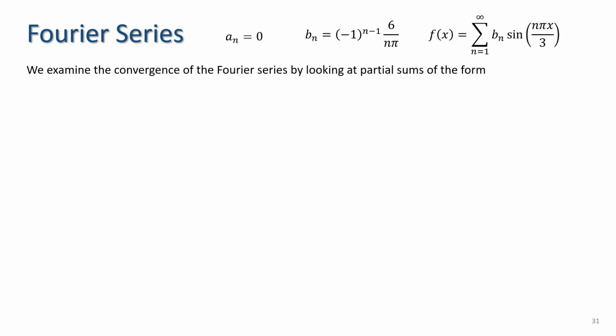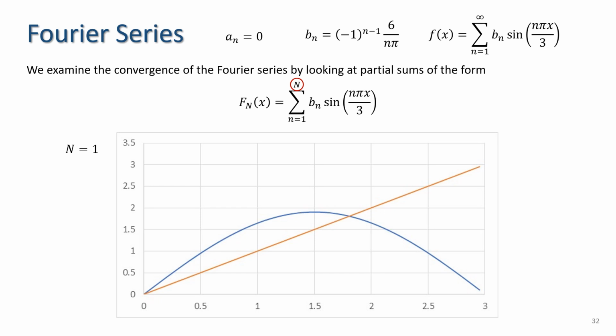Now we can examine the convergence of the Fourier series by looking at its partial sums, which are of the form shown here. I will again plot the partial sums on a graph to see what they look like, plotting values between 0 and 3. On the graph shown here, the linear function we are approximating is plotted in orange, and in blue we see the first partial sum. This consists of just one term, corresponding to capital N equal to 1, and the single function 6 over n pi times sine pi x over 3.